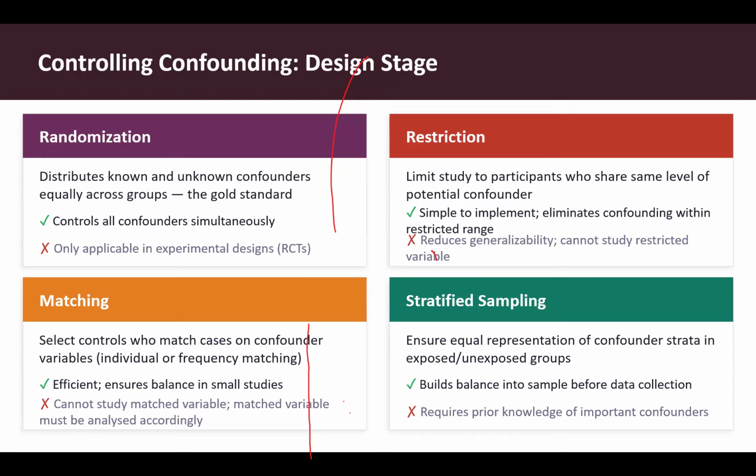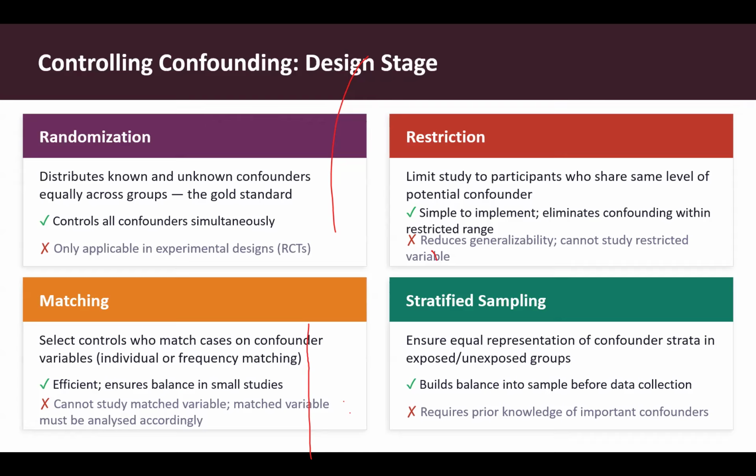And then we have matching, select controls who match cases on a confounder variable, individual or frequency matching. It is efficient, it ensures balance in small studies, and it cannot study the matched variable. Matched variables must be analyzed accordingly. Then we have stratified sampling, which ensures equal representation of confounder strata in exposed and unexposed groups.